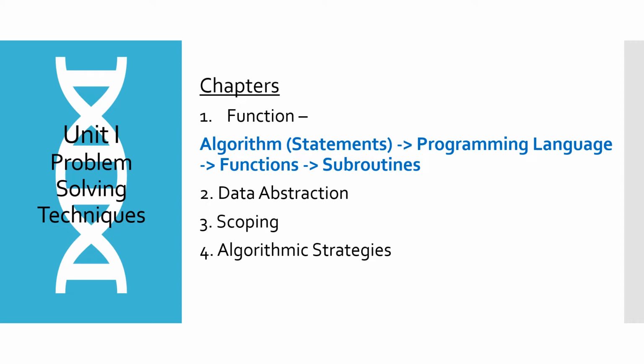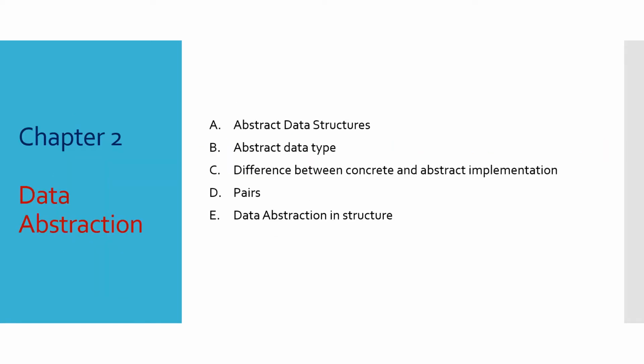Okay, let's talk about data abstraction now. In data abstraction, we are going to see more details about what is an abstract data structure, and what are abstract data types, which are also called ADT. In your book, you would have seen examples of them, and good examples related to abstracts, and an important concept called pairs. And last but not least, some more examples about the abstraction structure as well.